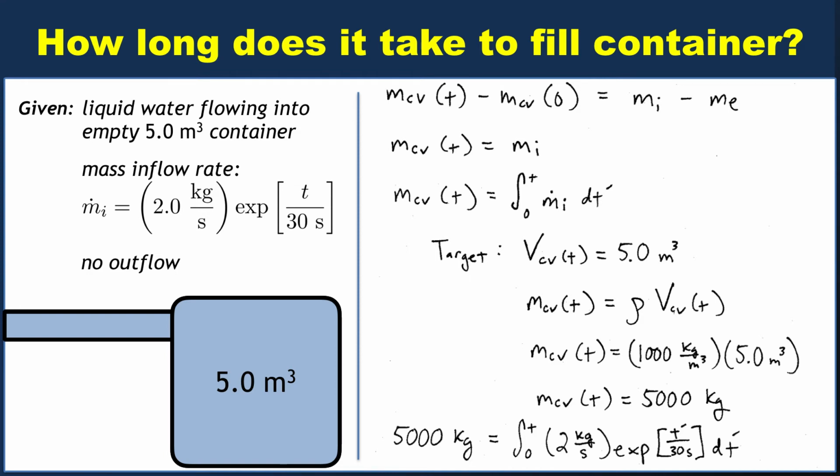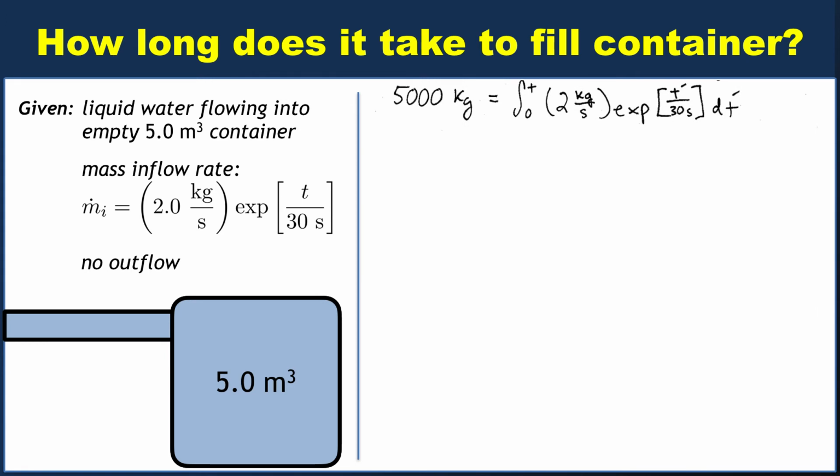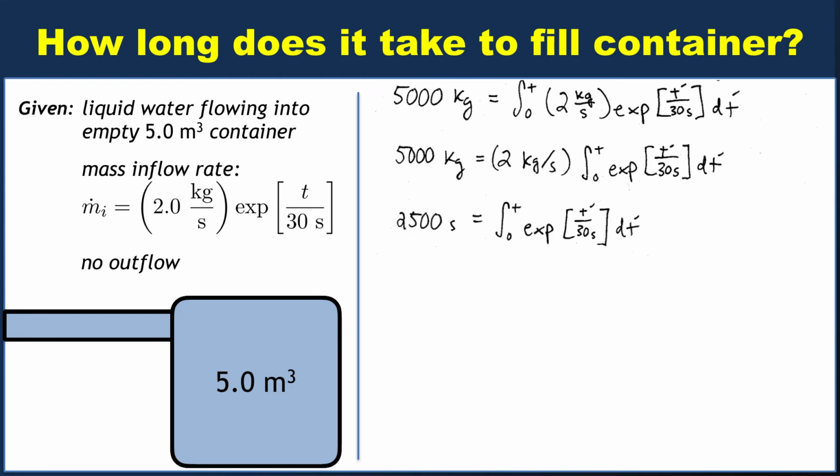Okay, so now all we have to do is solve this integral and then hopefully find a way to isolate t. So let's move this up. We'll simplify things a little bit by pulling out the constant part of that, the 2 kilograms per second. Okay, now we just have an integral from 0 to t of e to the t prime over 30 seconds dt prime. Okay, well, let's divide through by 2 kilograms per second first. So we get that 2,500 seconds over on the left-hand side.